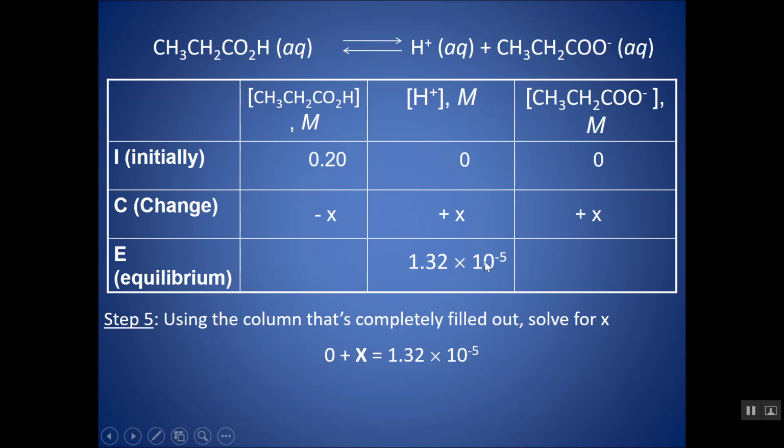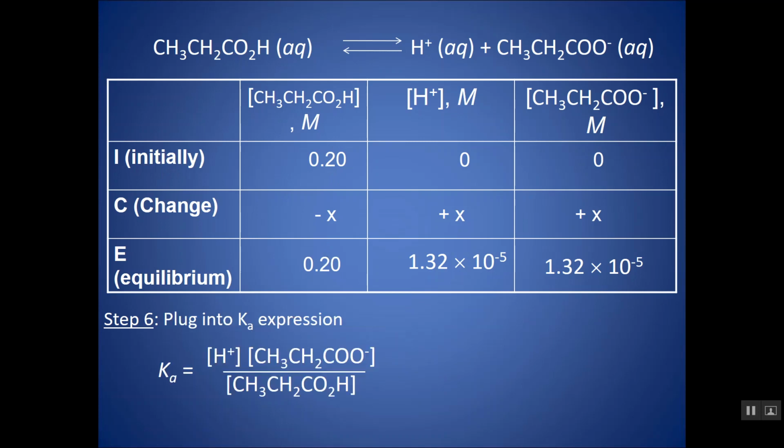X is just 1.32 times 10 to the negative fifth. So that means this box is also 1.32 times 10 to the negative fifth. That's the concentration of this ion at equilibrium. And if I do 0.2 minus 1.32 times 10 to the negative fifth, which is 0.0000132, it's really not going to have much effect on this number at all. If I'm holding sig figs, this is still going to be 0.2. So notice my weak acid concentration is really not going to change much by the time I get to equilibrium.